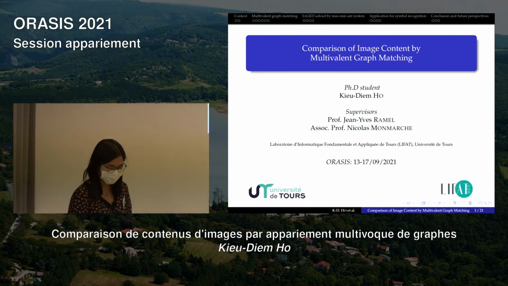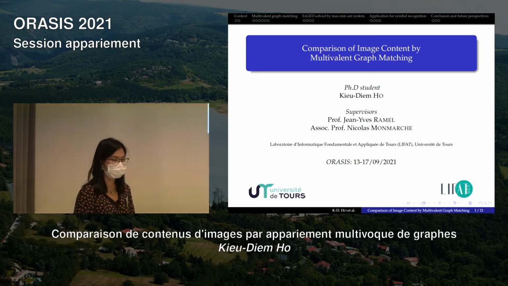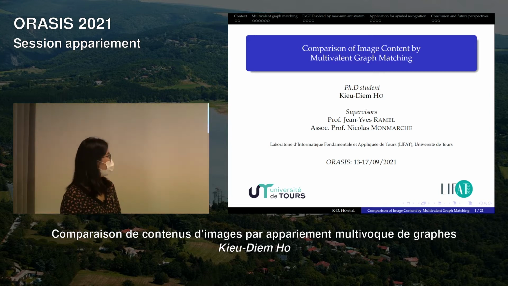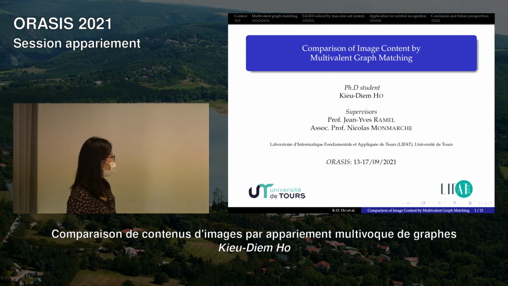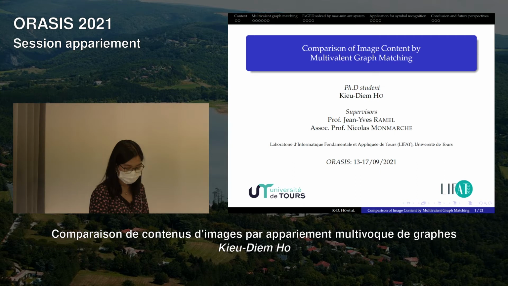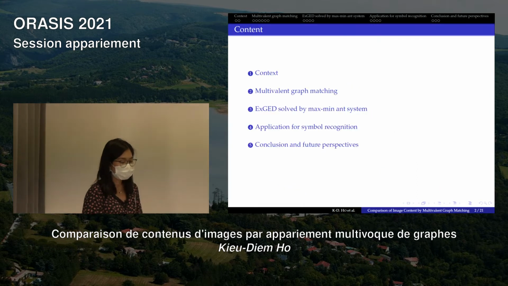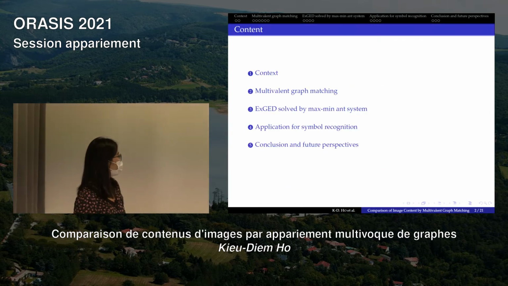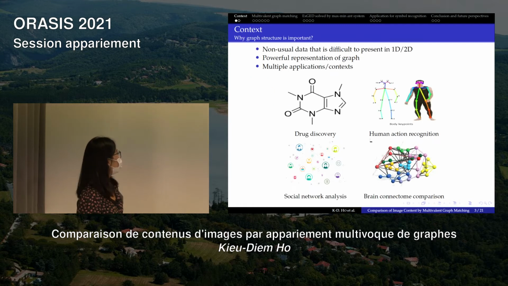Merci. So hello everyone. Today I would like to present to you one part of my PhD thesis, namely comparison of image content by multivalent graph matching, under the supervision of Professor Jean-Yves Ramel and Nicolas Monmarché at the University of Tours. I divide my talk into 5 main sections as follows. So let's start with the context.